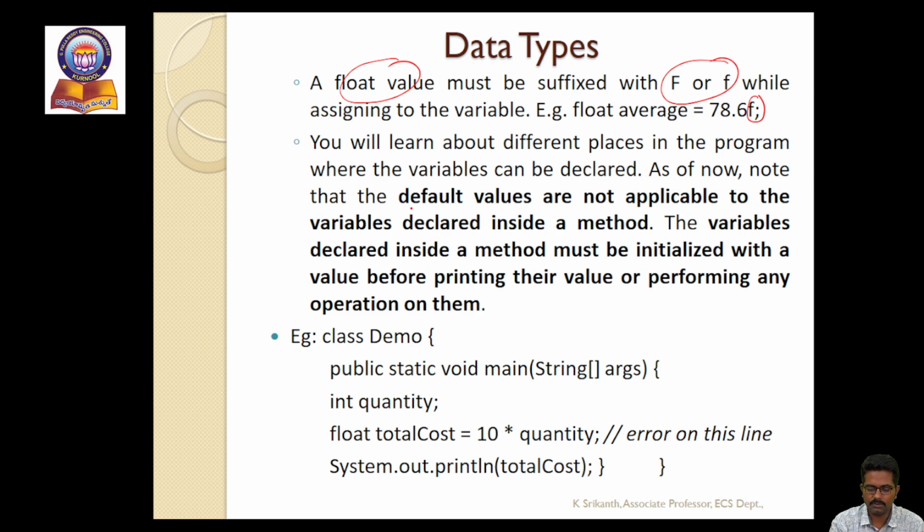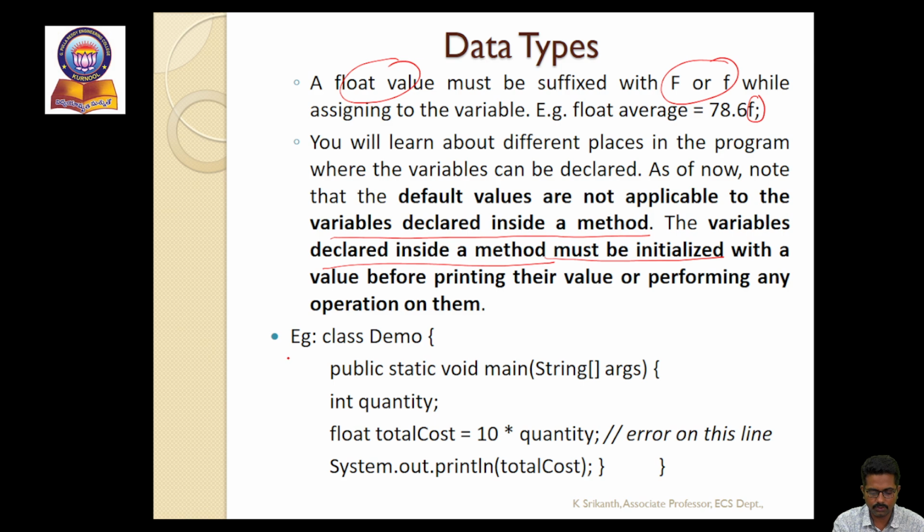The default values we discussed in the previous slide are not applicable to the variables that are declared inside a method. The default values are applicable only to the class variables, that are instance variables. We will discuss later what a class is and what class variables are. At this point of time, we need to remember that the variables declared inside a method must be initialized. You have to give some initial value to the local variable of a method, otherwise we come across an error.